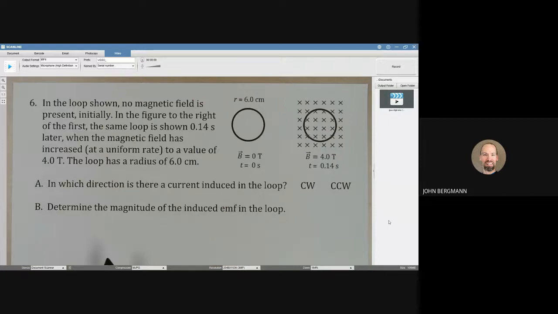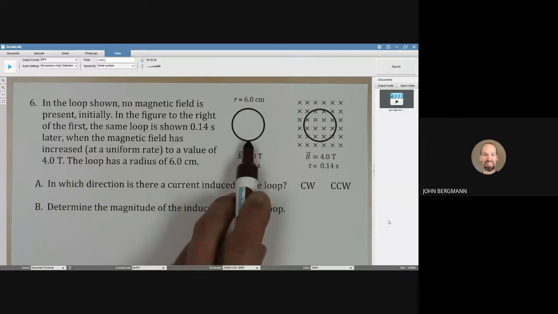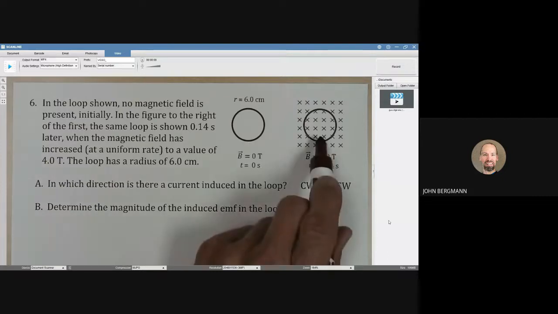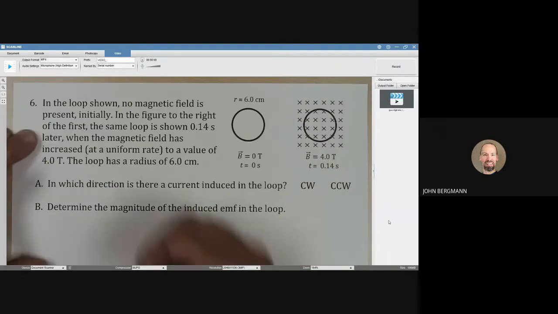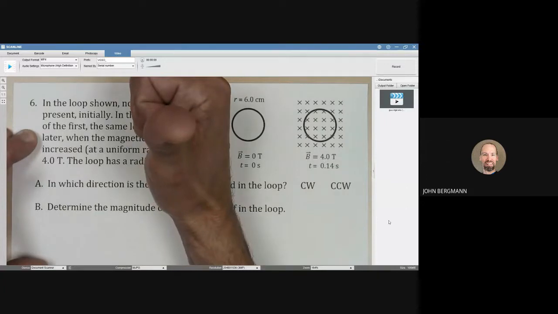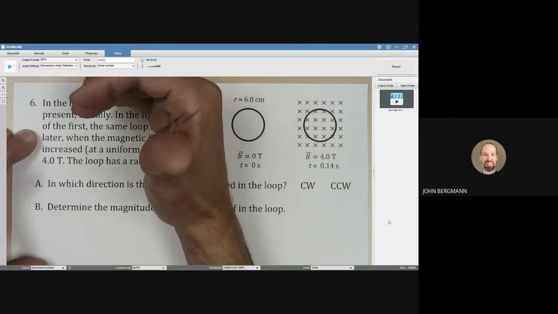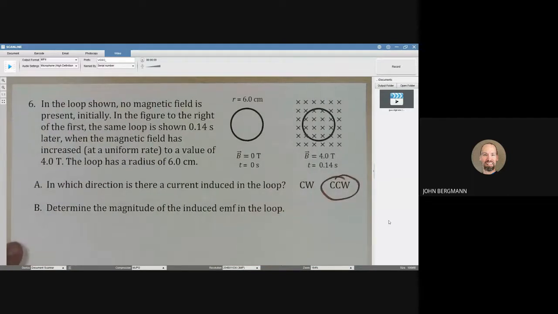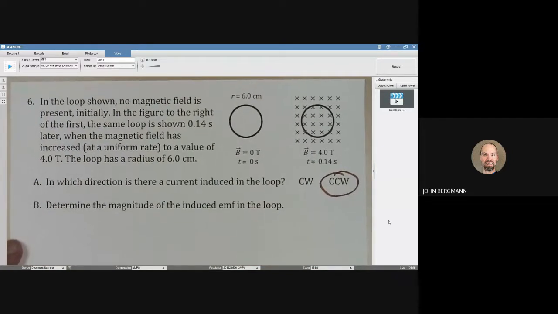Well, let's think here. Initially, through the loop, no magnetic field. Suddenly, into the page. I'm going to fight that. I don't like that change going into the page. That's what Lenz's law says. Counterclockwise. And what's the magnitude of the induced EMF in the loop?